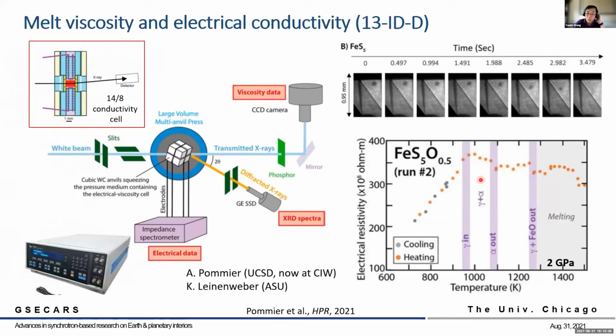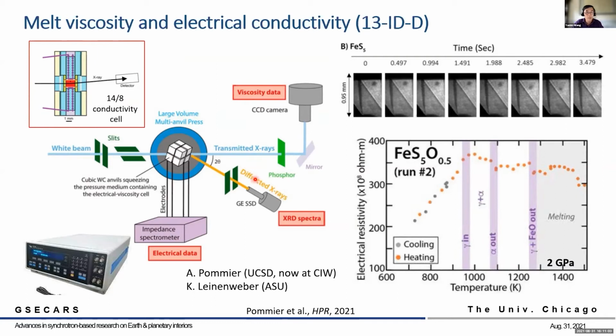To continue with the liquid scheme, Ann Palmier at UC San Diego, now at Carnegie, has contributed a Solartron impedance meter to GSECARS. Together, we developed a system for measuring electrical conductivity, particularly focusing on liquids. Kurt Leinenweber at ASU has been involved in developing a four-wire measurement circuitry in the 14-8 cell assembly.